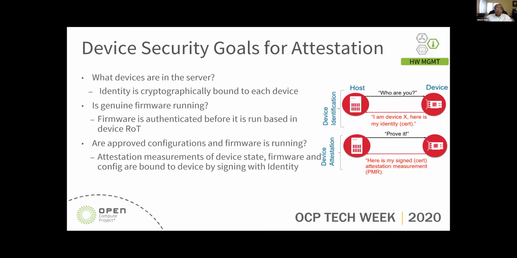For this kind of attestation mechanism, you will see later in the protocol that a whole challenge-response and request-response protocol is defined to cover all these different aspects of device attestation. So those are the goals.